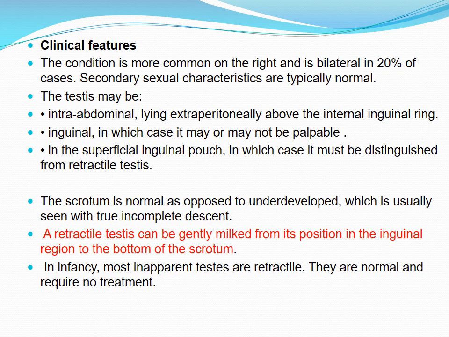During the examination, the undescended testis may be intra-abdominal, lying extraperitoneally above the internal inguinal ring. We cannot palpate it, but we can detect it by ultrasound or other investigations, for example MRI. Or it may be in the inguinal canal, in which case it may or may not be palpable. Or in the superficial inguinal pouch, in which case it must be differentiated from retractile testes.